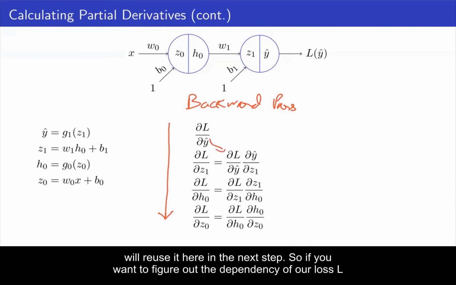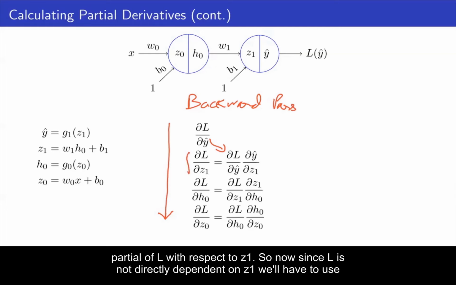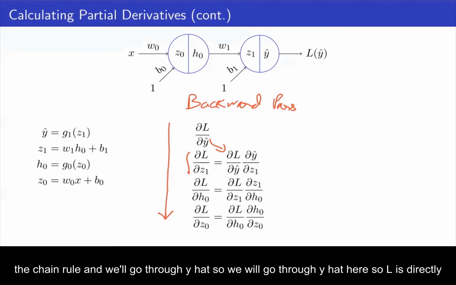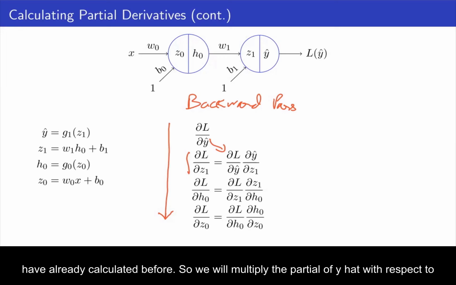Then we will reuse it here in the next step. So if we want to figure out the dependency of our loss L on the change in Z1, that is this quantity here, then this is expressed by the quantity of partial of L with respect to Z1. Now since L is not directly dependent on Z1, we'll have to use the chain rule and we'll go through Y hat. So L is directly dependent on Y hat, and that's why we can reuse this quantity up here, which we have already calculated before.